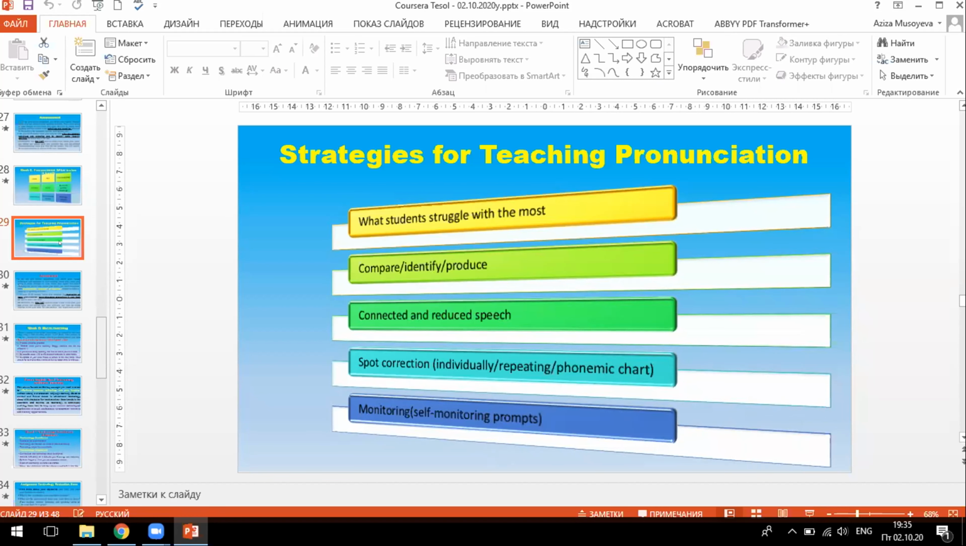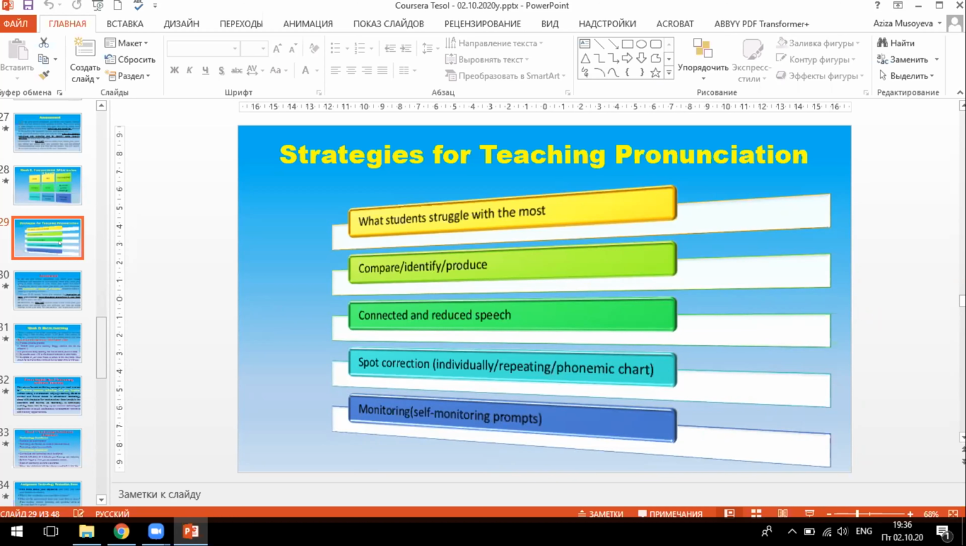And monitoring is also very important because once they monitor their pronunciation, it can be better for them to produce these words afterwards. For example, if they have made any mistake, then they know how to pronounce it after.